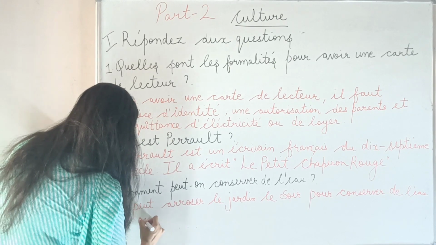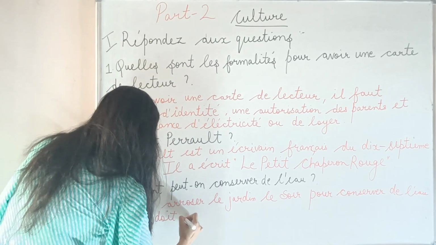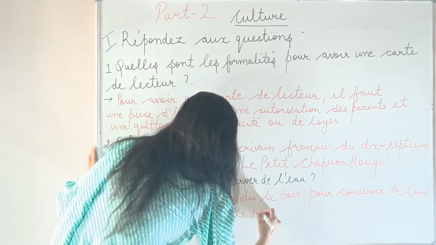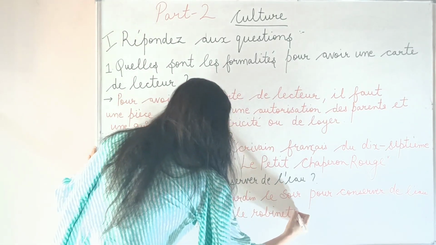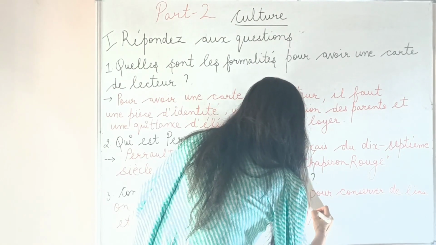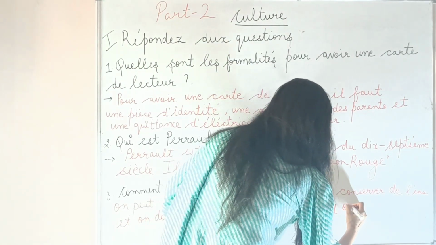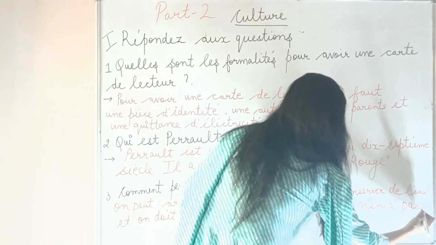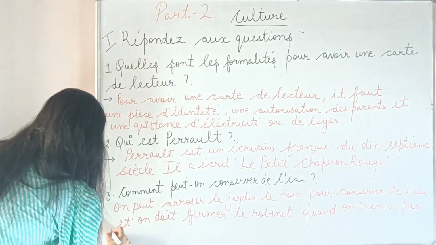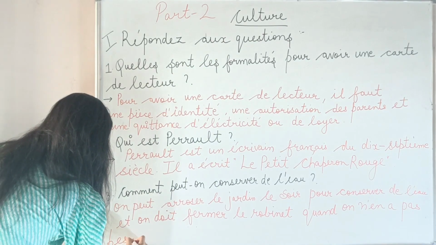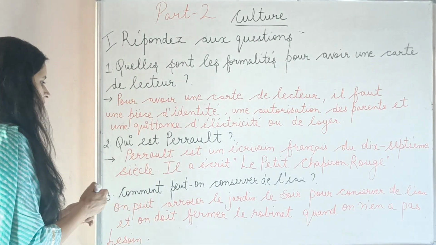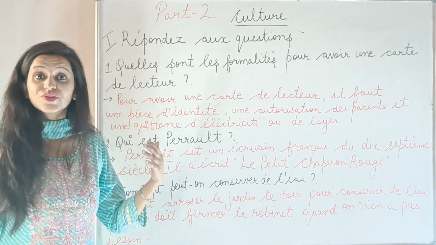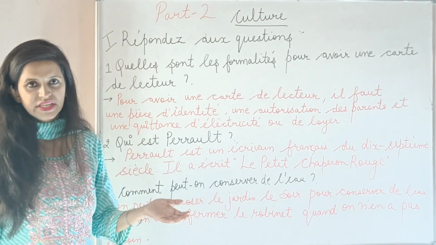Et on doit fermer le robinet. We should close the tap quand on n'a pas besoin, when we don't need it. So, on peut arroser le jardin le soir pour conserver de l'eau et on doit aussi fermer le robinet. We should close the tap when we don't need it.